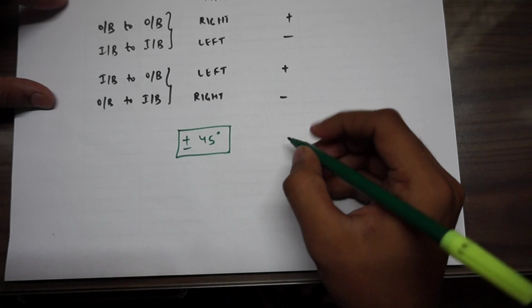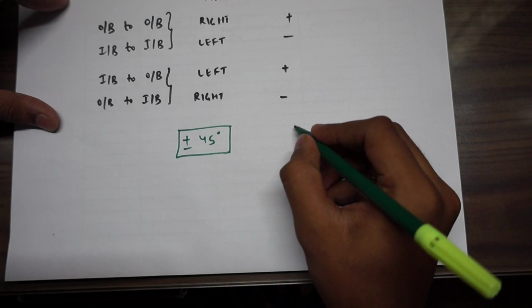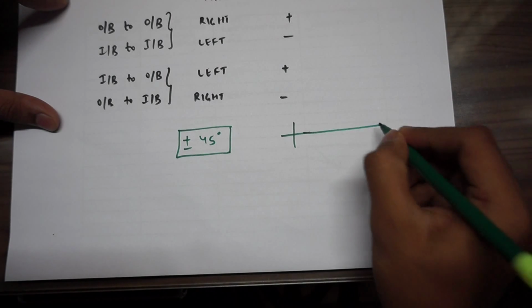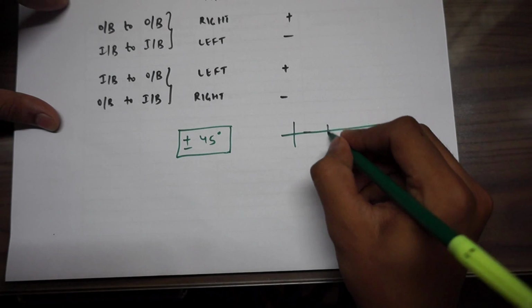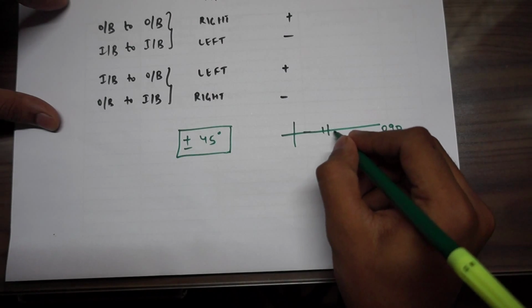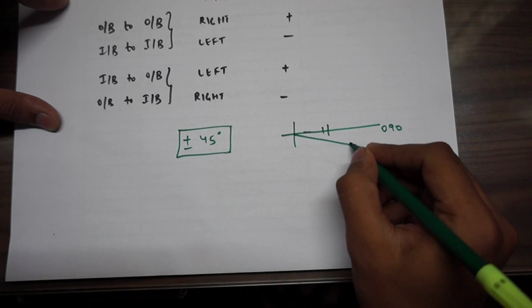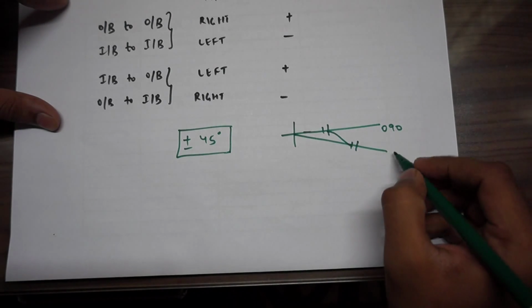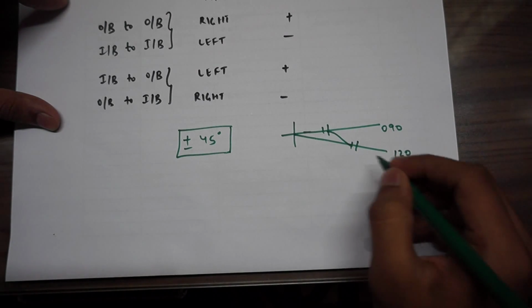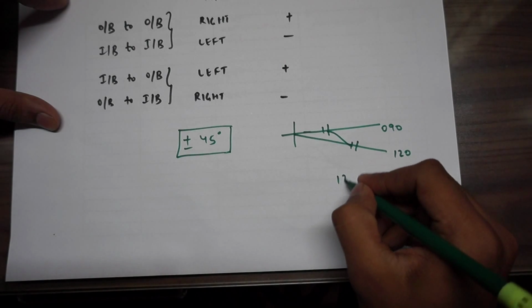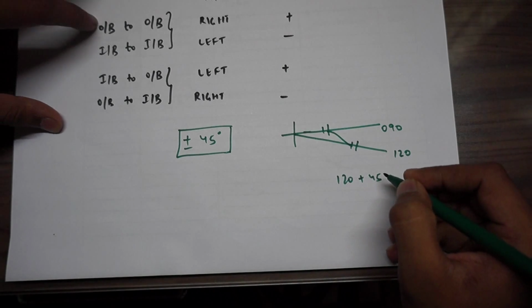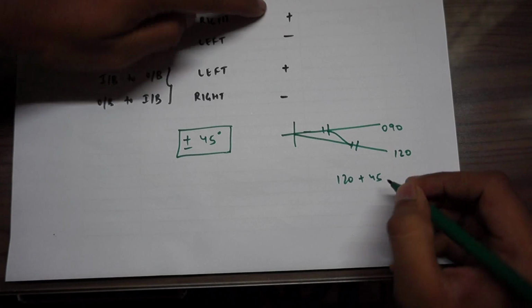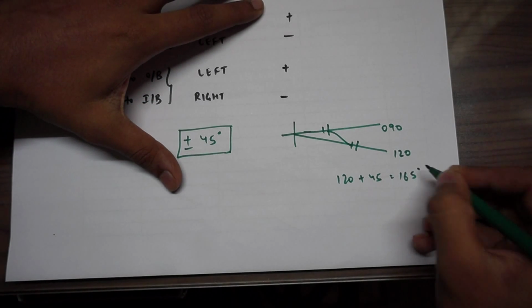Okay, so for plus 45, for example, let's take the VOR station 090 radial. Radials by default mean outbound. Suppose you have been asked to intercept radial 120. Just apply the 45-degree correction to the desired radial 120. So you'll fly heading 120 plus 45. Since it's outbound to outbound, it's a right turn, you add. So it will be 165, the heading to fly.